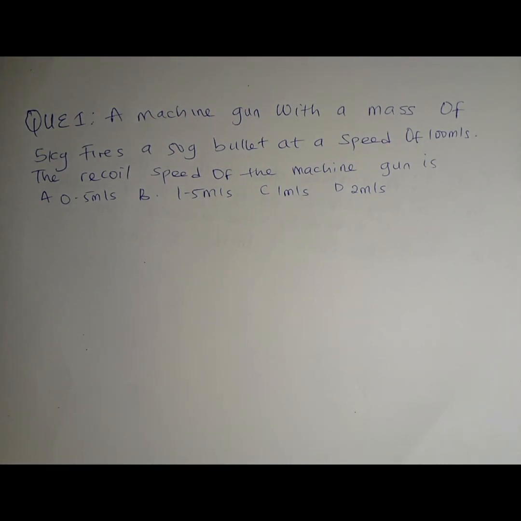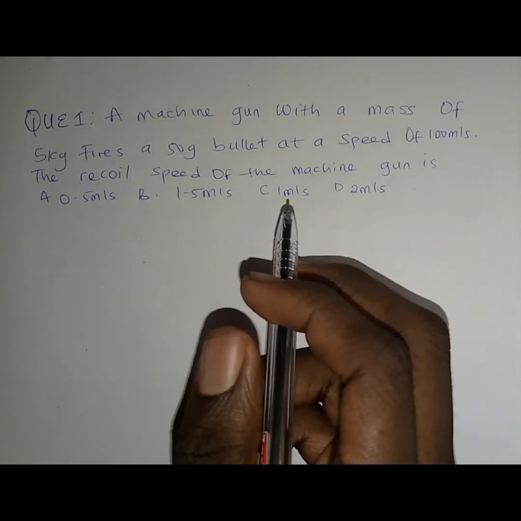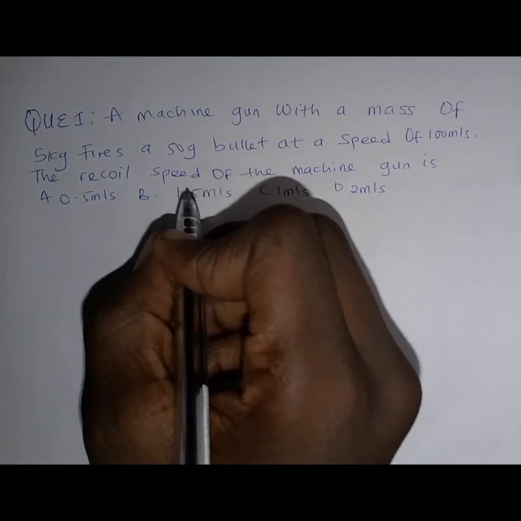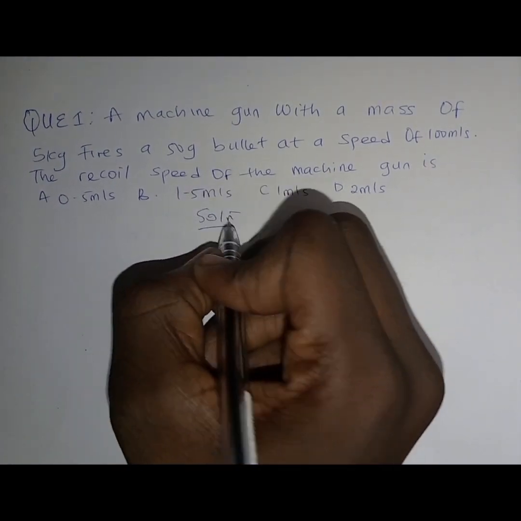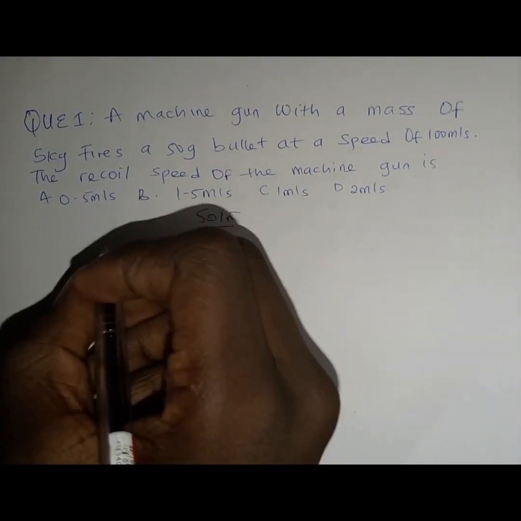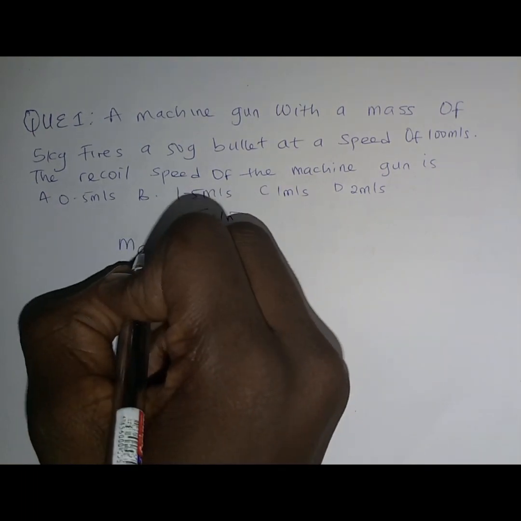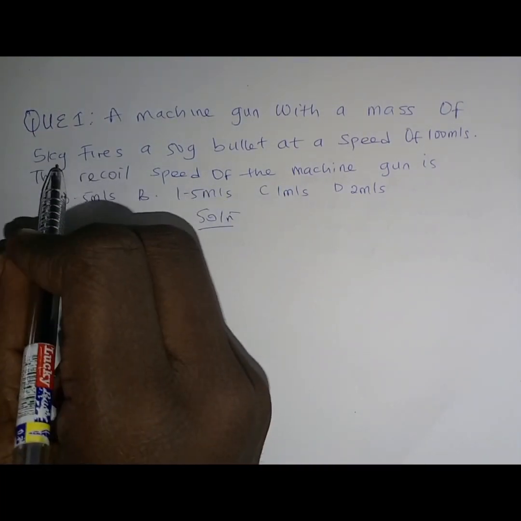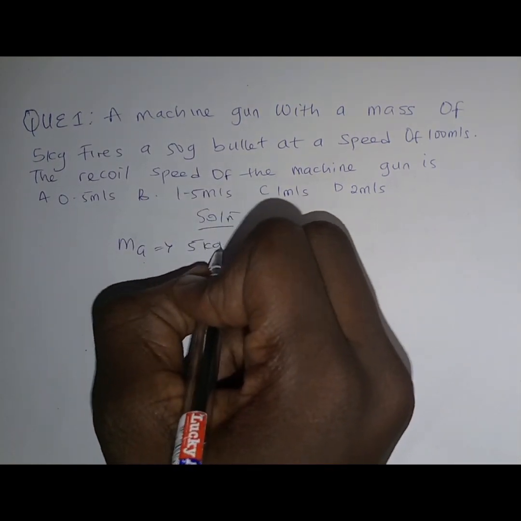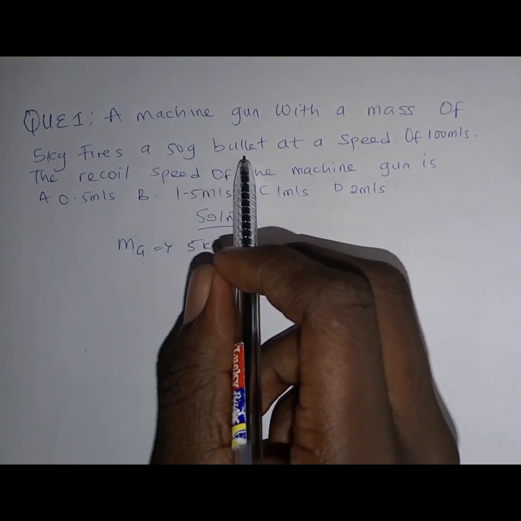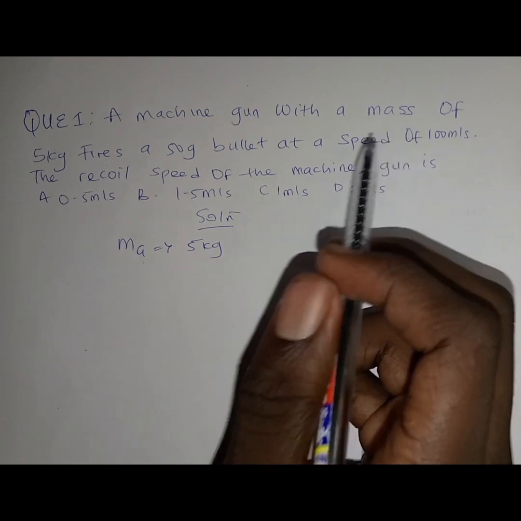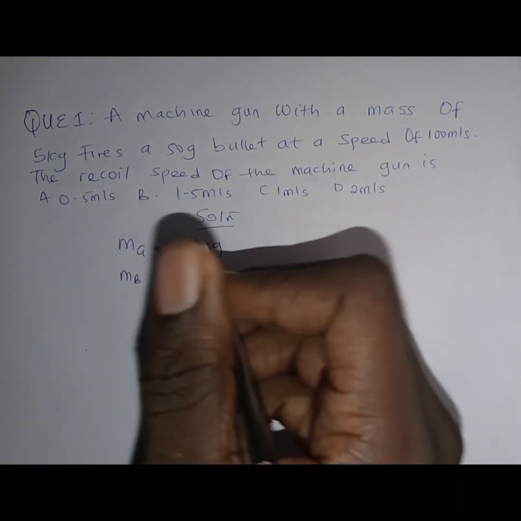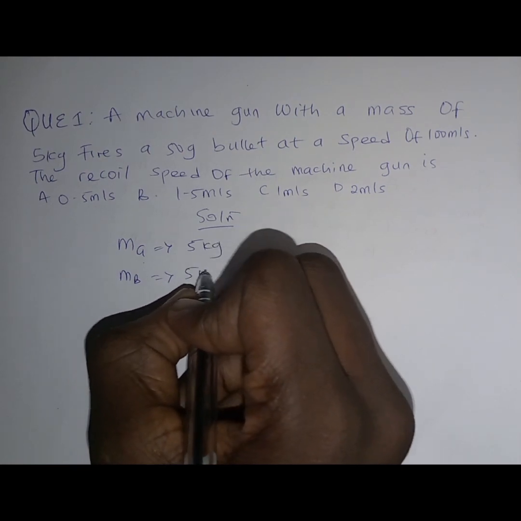Into the big deal of the day. So a machine gun with a mass of 5 kilogram. So solution, first thing to do is to write out my parameters. So the mass of the machine gun, mg, which is mass of gun. So therefore it is 5 kg. Fires a 50-gram bullet at a speed of 100 meter per second. So the mass of the bullet, which I will call mb, is 50 gram.